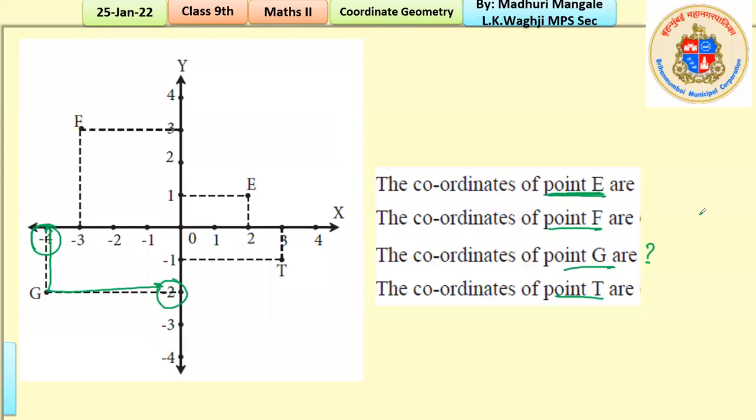Let's proceed. That's the next slide, which says let's remember. What are we looking at here? We are looking at the y coordinate of every point on the x-axis. Any point on the x-axis will be of the form x comma 0. It will have some value of x and the y will be 0. So always the y coordinate will be 0.